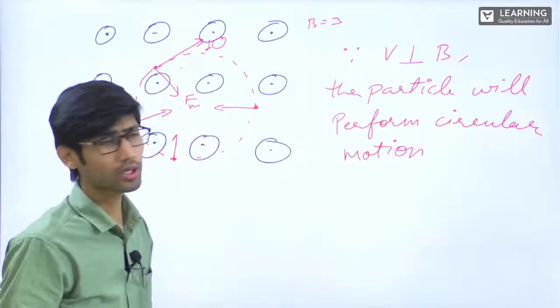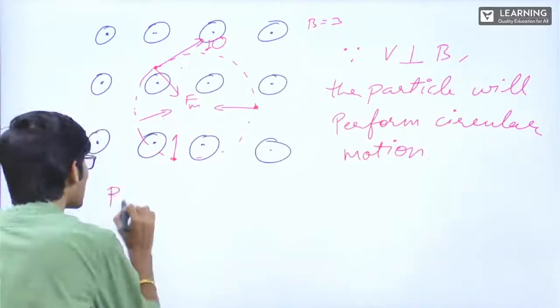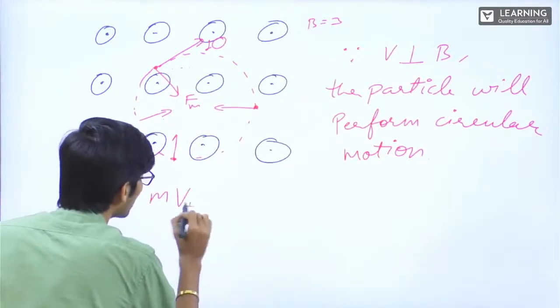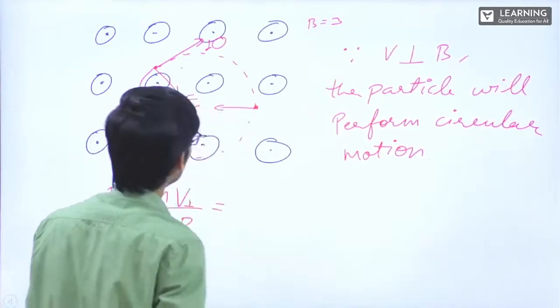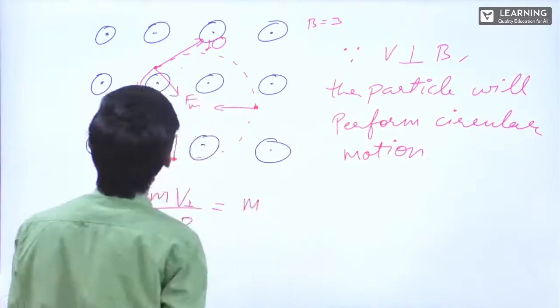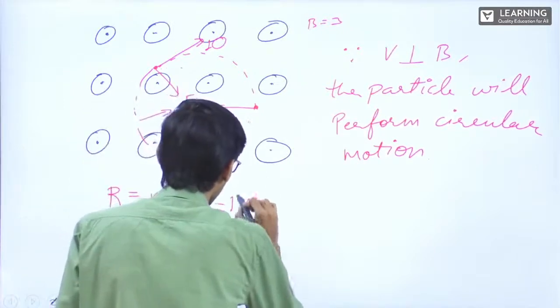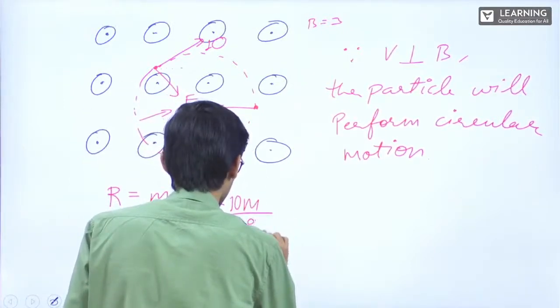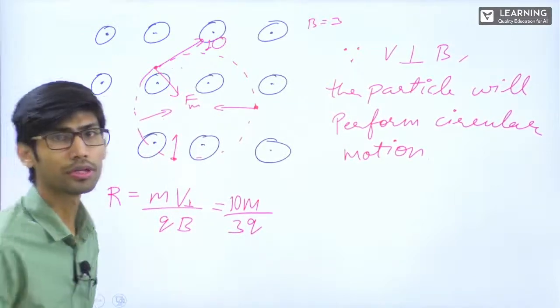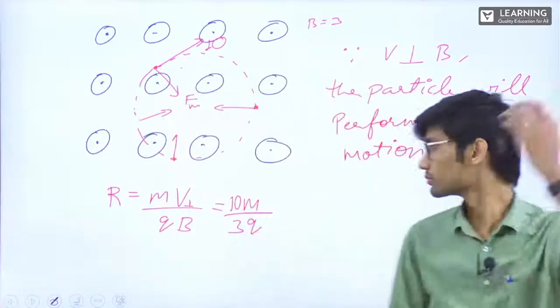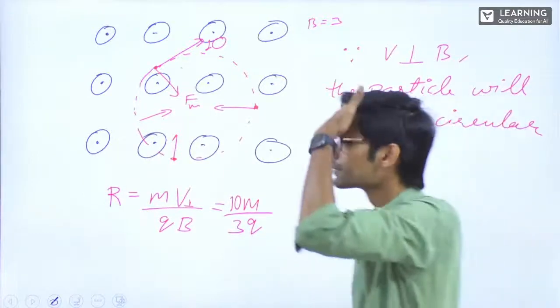Since it is doing circular motion, we can easily find the radius r is equal to m v perpendicular by qB. That is equal to m, v is 10, q is given as q, and B is 3. Right? 10m upon 3q. Clear?